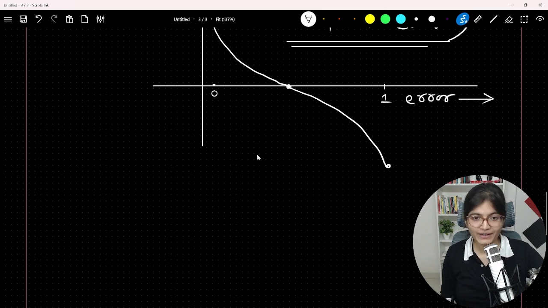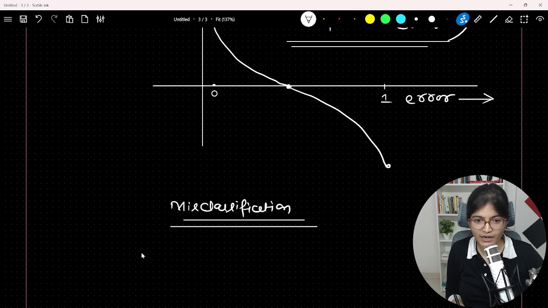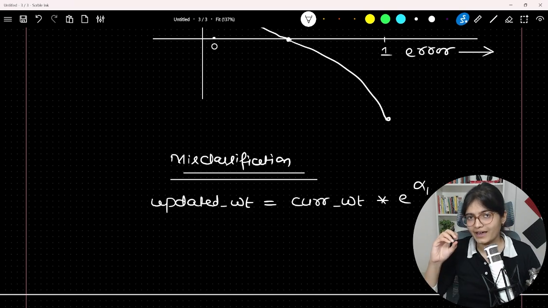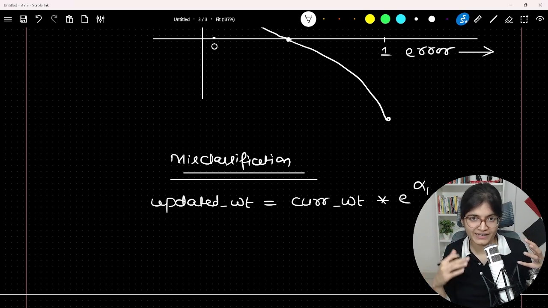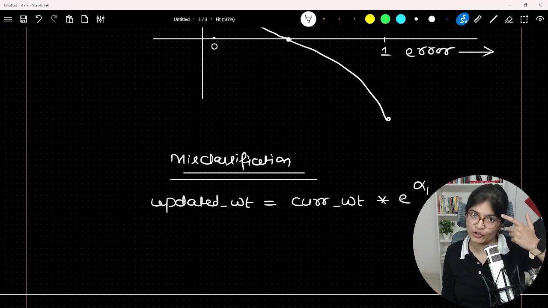Now, at every point of time, wherever there is a misclassification, the formula to evaluate the updated weight will be the current weight multiplied with e to the power alpha 1, because alpha 1 is the value for the DT1 model. When we move to the next model, our value of alpha 2 will change, then alpha 3. So as many models as you're using, that many alpha values you will get.